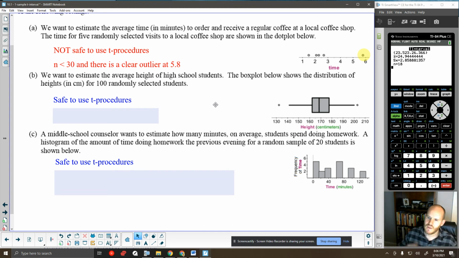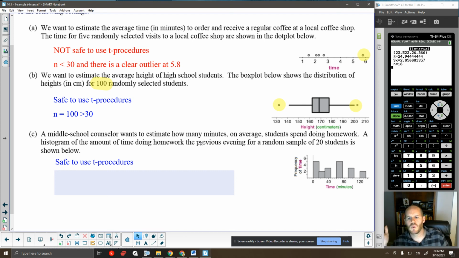For question B, though there are 2 outliers, which is a worry, the sample size is 100. So the sample size being 100 is large enough to make use of the central limit theorem, and those outliers are not going to affect my overall procedure. So since the sample size is bigger than 30, I don't have to worry about the outliers or skewness at all. Okie dokes. What about the third one?